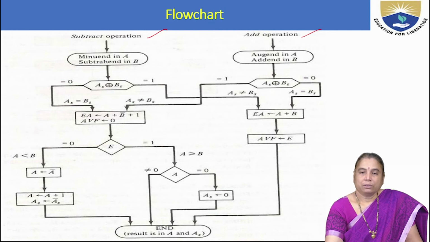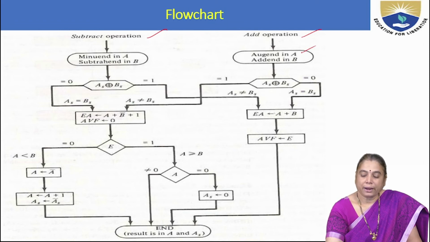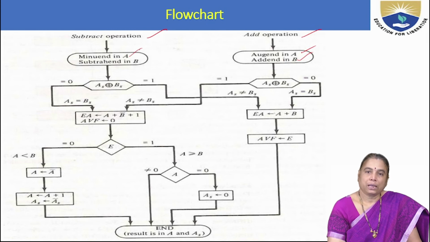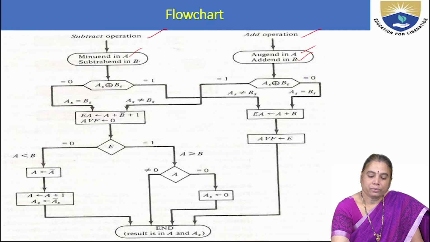In the addition, the first number is called the augend and it is stored in A. The second number is referred to as the addend and it is stored in B. In case of the subtract operation, the first number is referred to as the minuend and it is stored in A. The second number is referred to as the subtrahend and it is stored in B.